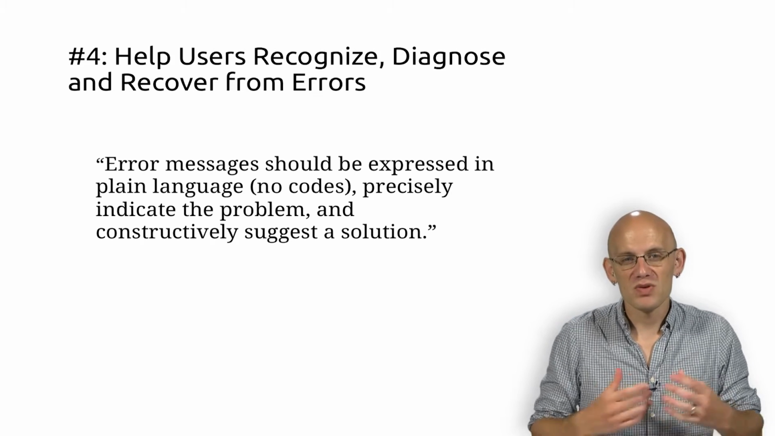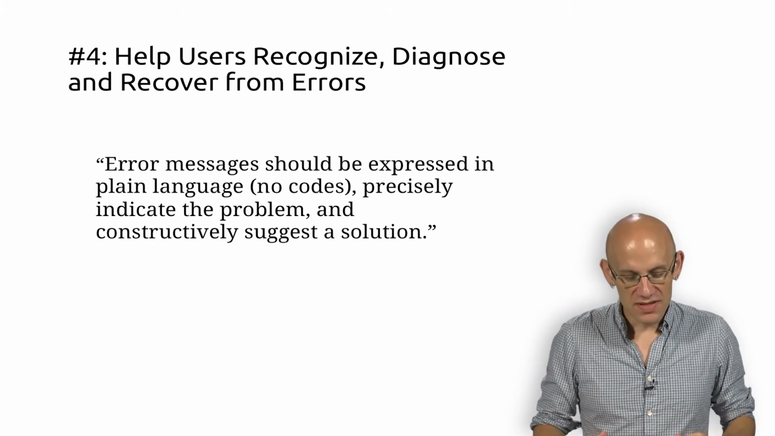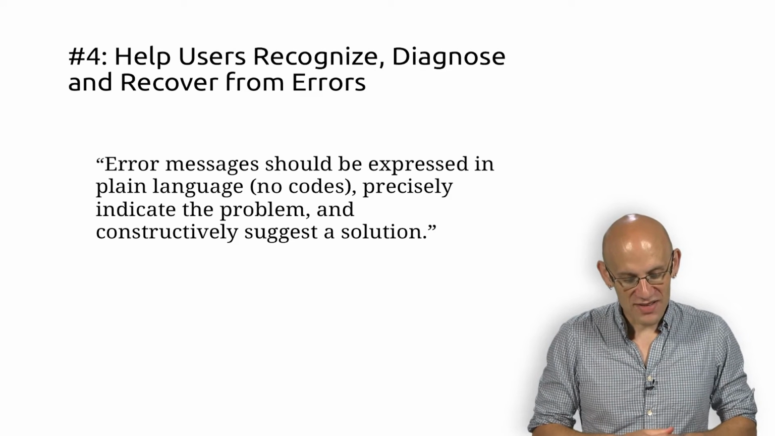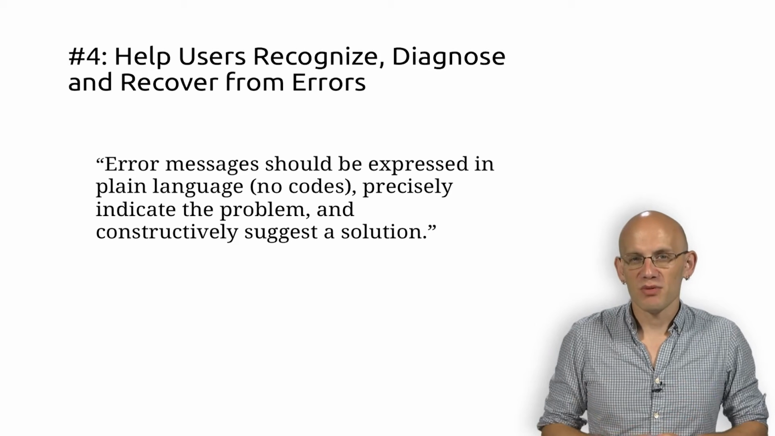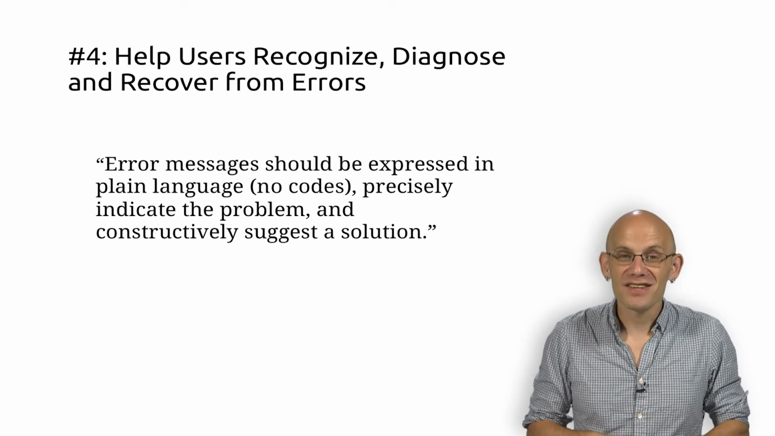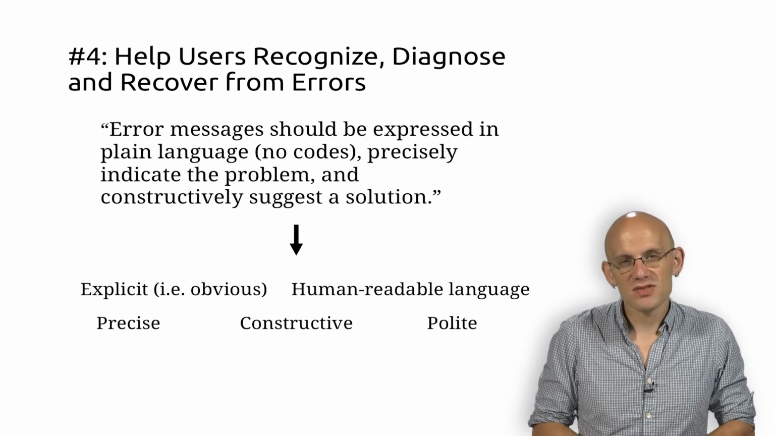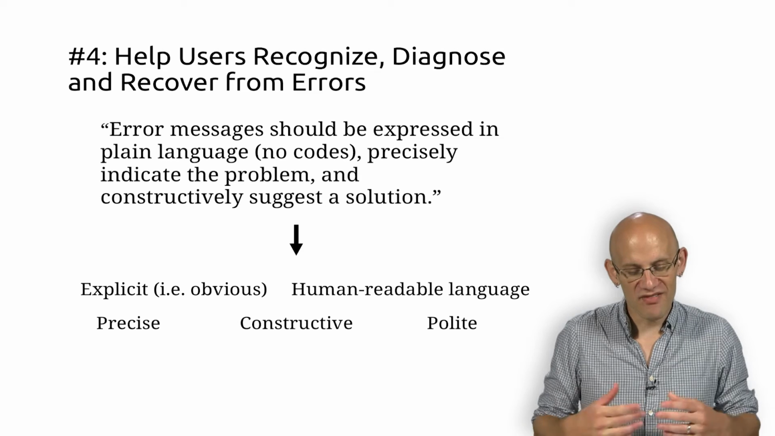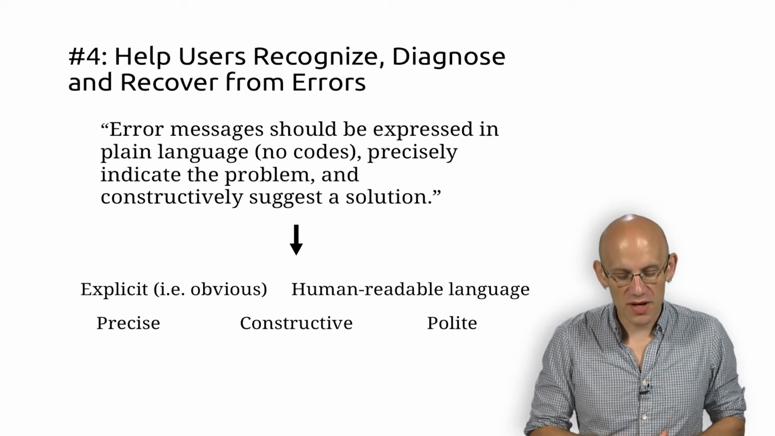And that is help users recognize, diagnose, and recover from errors. So this is the definition that Nielsen provides for this heuristic. Error messages should be expressed in plain language, no codes, should precisely indicate the problem, and should constructively suggest a solution. And if you dig into Nielsen's writings a bit more, he provides 5 properties of good error messages that are emergent from this heuristic.